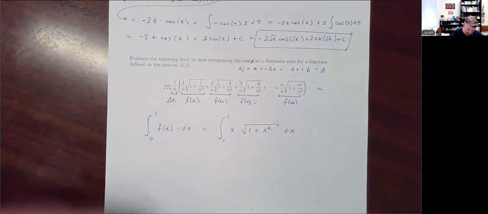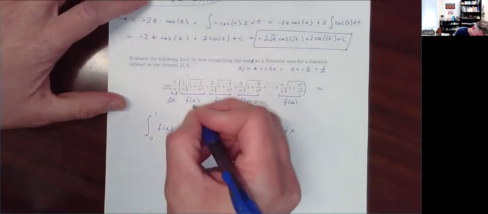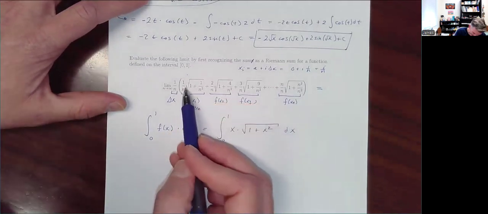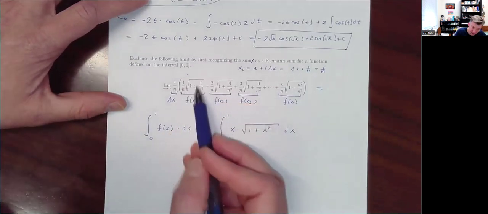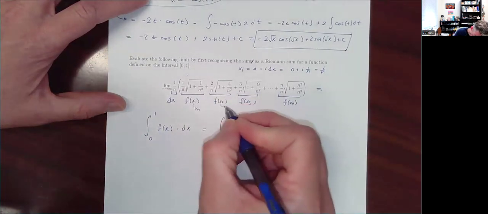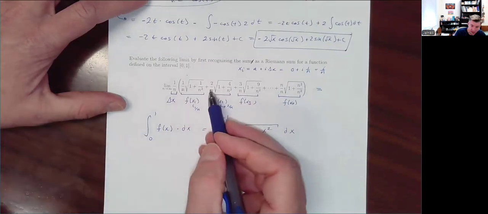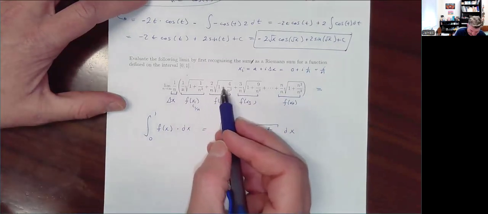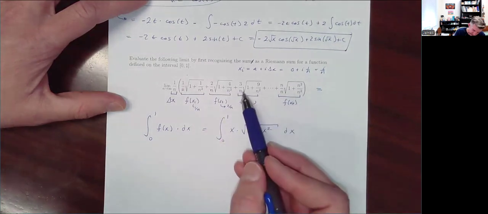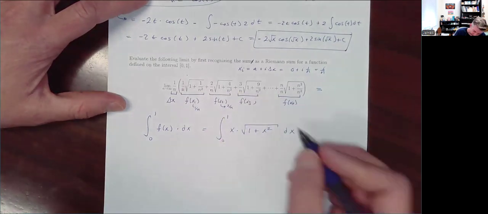Which seems to play out, right? If x sub 1 is 1 over n, that's 1 over n times the square root of 1 plus 1 over n quantity squared. And if x sub 2 is equal to 2 over n, that's x times the square root of 1 plus 2 over n squared. So yeah, it looks like it's x times the square root of 1 plus x squared. And now we can integrate that.